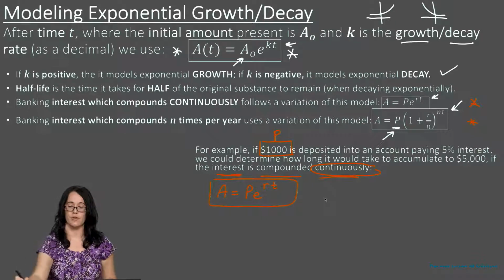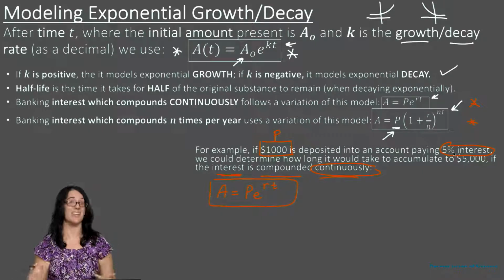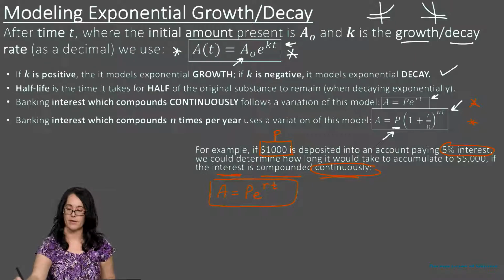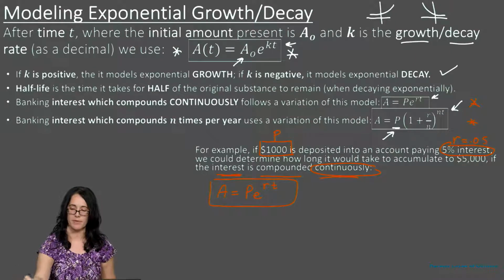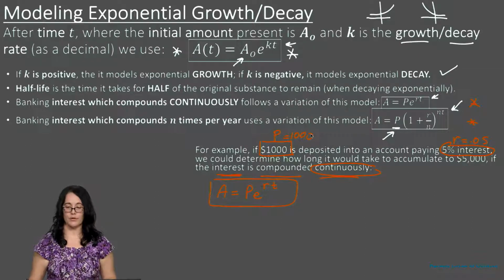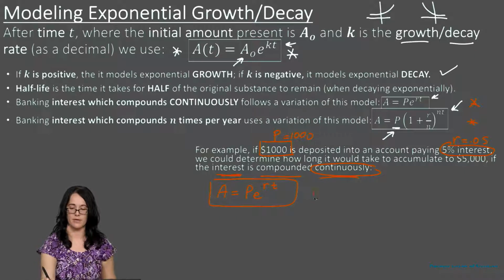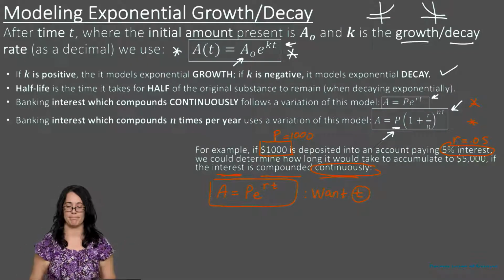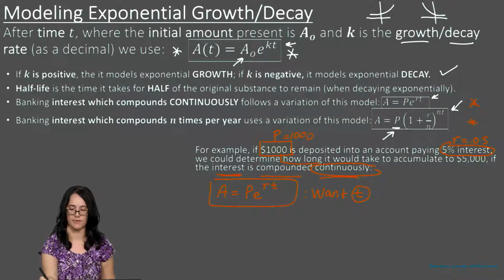What else do I know? Well, they give me 5% interest, okay? How often? Continuously. So r is what? 0.05, very good. So r equals 0.05, P equals 1,000. They say how long? So we are looking for time. So we want t, because they said how long. You got to know what you're looking for, otherwise you're just wandering around in a formula with nowhere to go. We are looking for t. How long? Okay, that's what we are after.